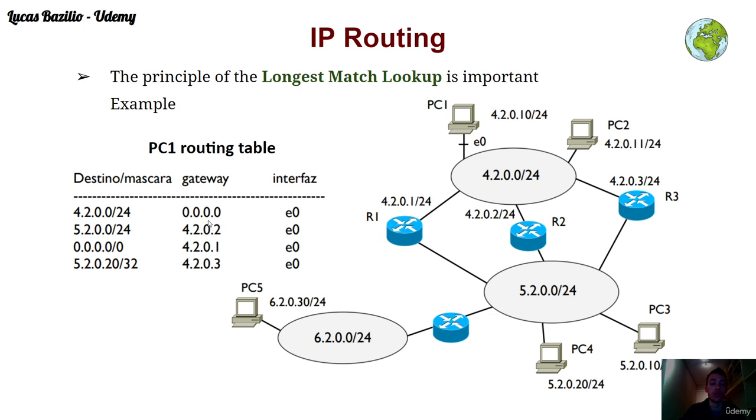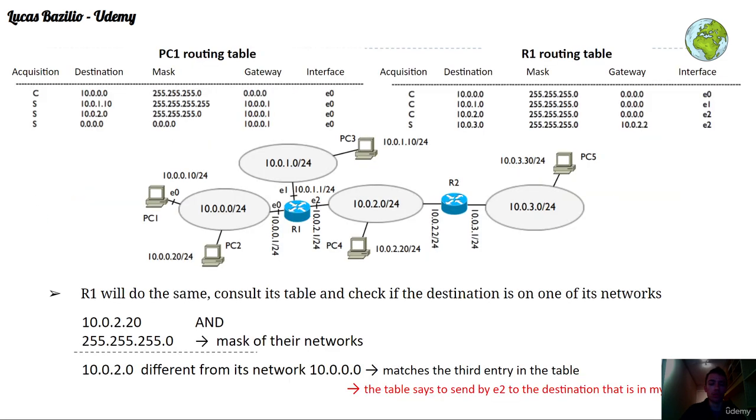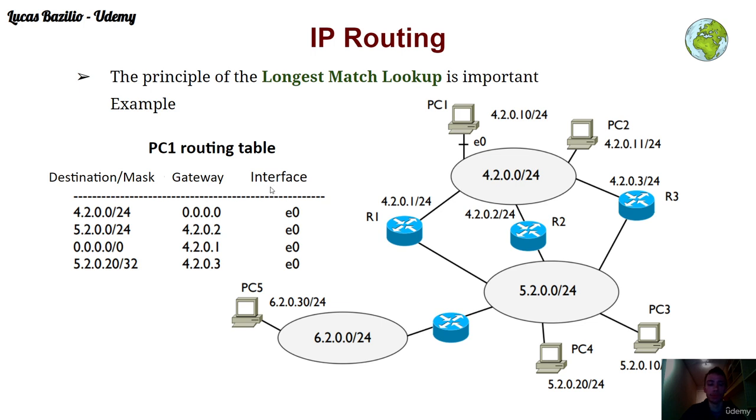So the gateway is 0000. Here the acquisition field is omitted. We are not going to look at the acquisition field now. Let's only look at the fields of destination, mask, gateway, and interface, right? If I want to go to this destination, this is the mask, and the gateway is 0000 because it is directly connected. If I want to go to this network 5200, which is this one, then I need to pass by this router R2, and the gateway is this one. Remember, it is the interface or the IP address where we arrive at the router.